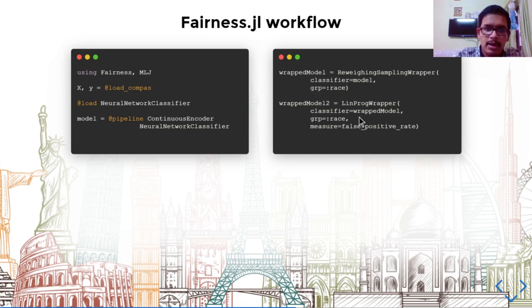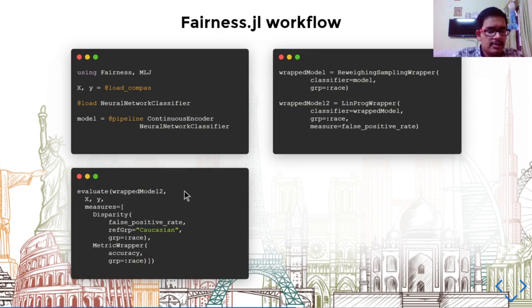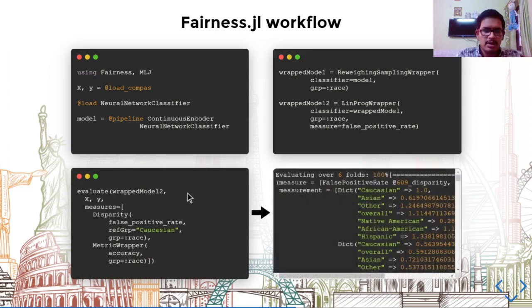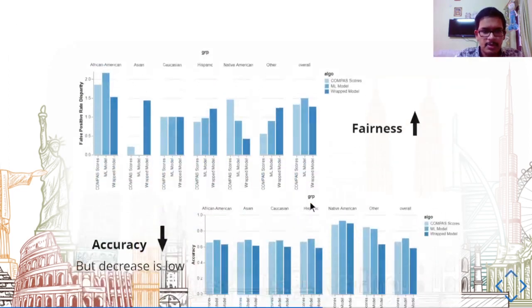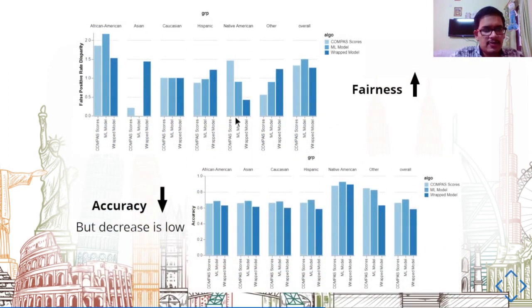And with the linprog wrapper, we could also provide the metric that we want to debias against. And then use the MLJ pipeline, which automatically does the evaluation and provides the result. So as you can see, the fairness did increase, while the accuracy decreased. But the decrease is lower.